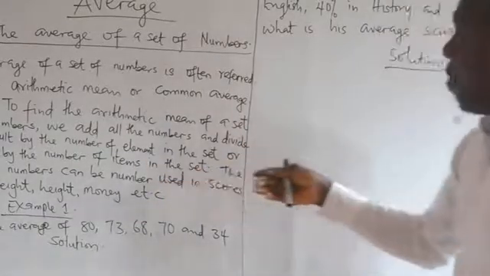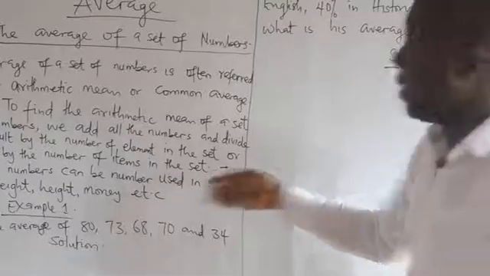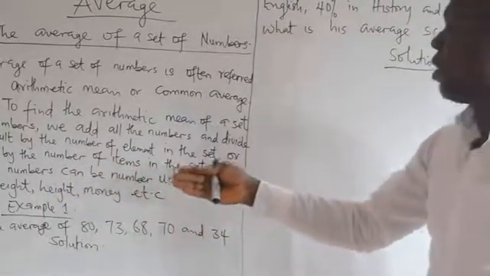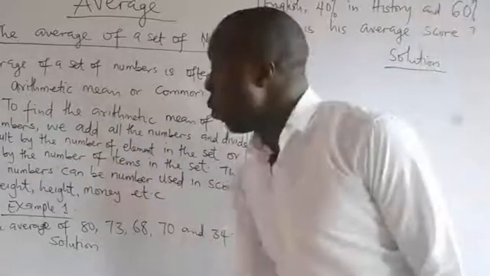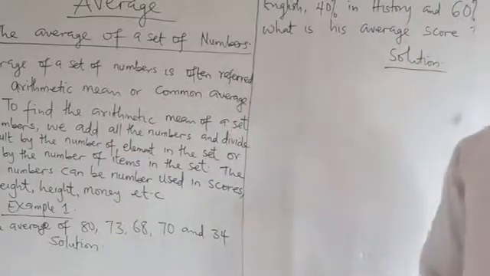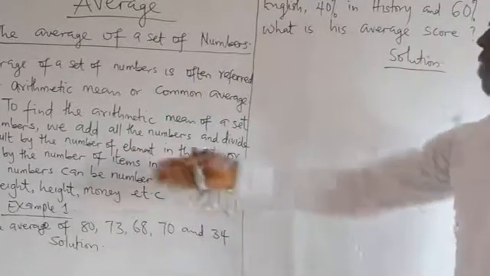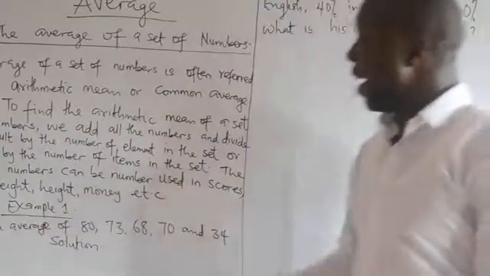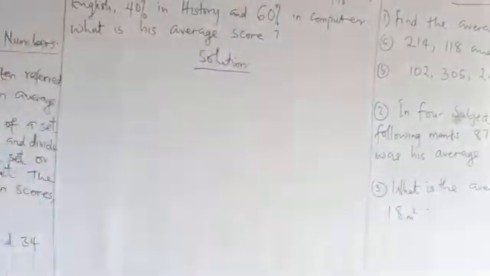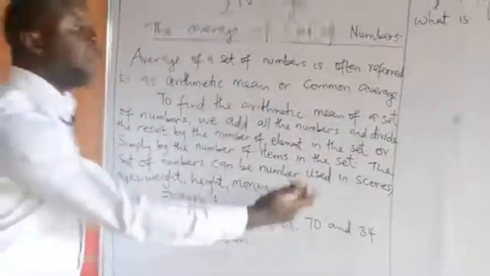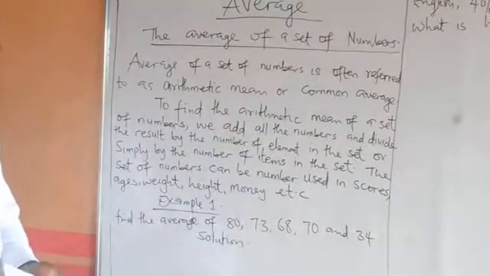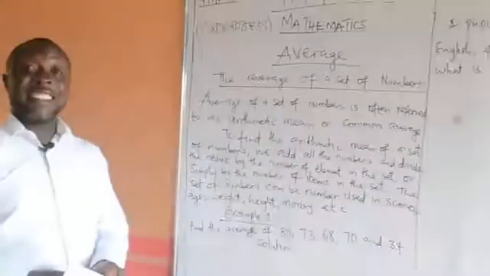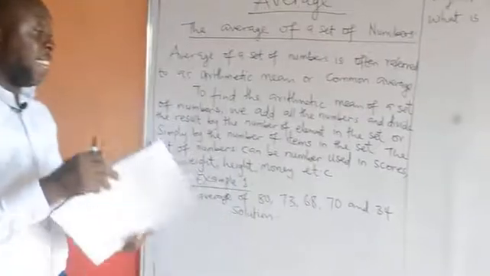So we'll have the average of a given set of numbers. The set of numbers can be scores, ages, weight, height, money, etc. So example 1. Find the average of 80, 73, 68, 70 and 34.